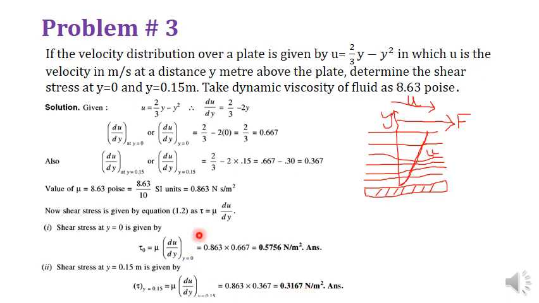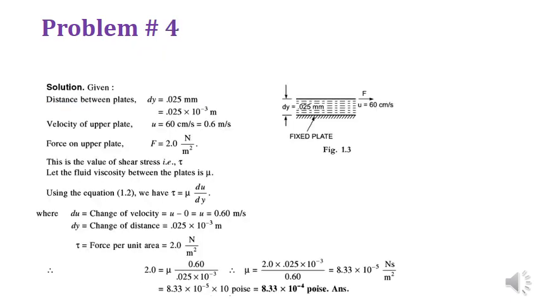And for the second part, at y equal to 0.15, you input your values and it gives you 0.3167 Newton per meter square. In this way you calculate, and your answer is in bold, given over here. So finally you need to report your answers: 0.5756 Newton per meter square at y equal to 0. The shear stress value is in pascals, Newton per meter square. In other terms, your stress is in pascals.